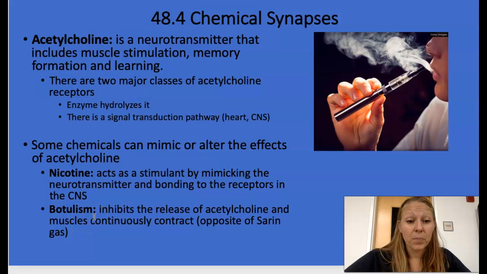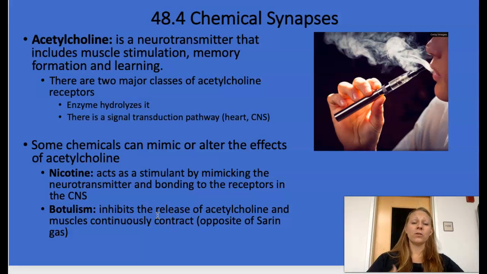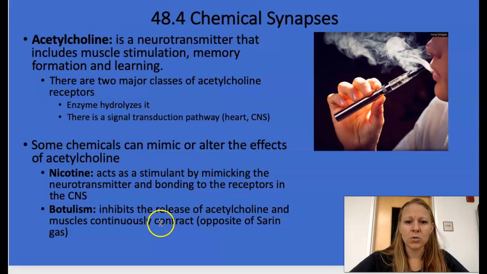And botulism is another example of something that can go wrong with acetylcholine. So it's kind of the opposite to sarin gas. Botulism inhibits the release of acetylcholine, so that makes the muscles continuously contract. So it's the opposite of sarin gas because sarin gas didn't allow for the neurotransmitter, the acetylcholine, to be removed. And so the muscle flexed. And with botulism, there is no neurotransmitter being released, and so the muscle contracts. And so it's not a pleasant thing to experience.